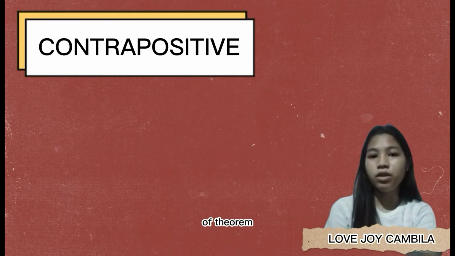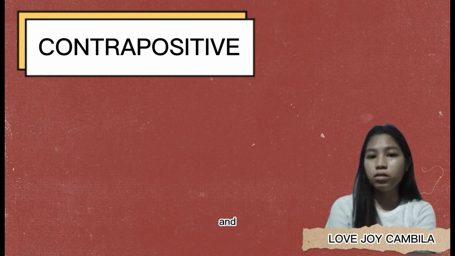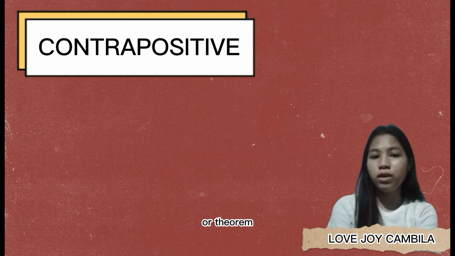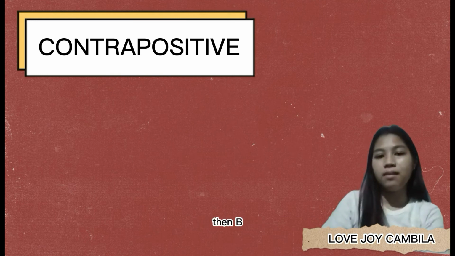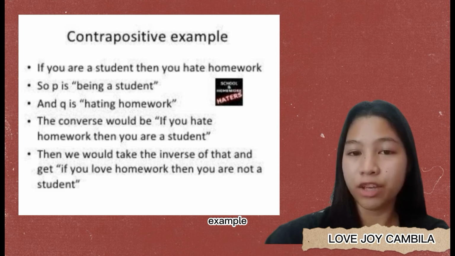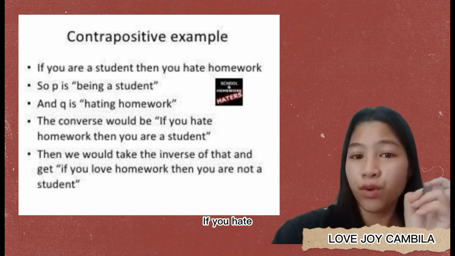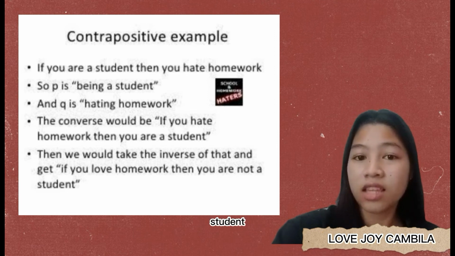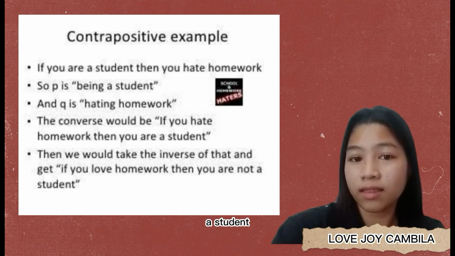A contrapositive is a proposition formed by contradicting both the subject and predicate, or both the hypothesis and conclusion of a given proposition or theorem, and interchanging them. If not B, then not A, is the contrapositive of if A, then B. Contrapositive example: if you are a student, then you hate homework, so P is being a student and Q is hating homework. The converse would be, if you hate homework, then you are a student. Then you would take the inverse of that and get, if you love homework, then you are not a student.